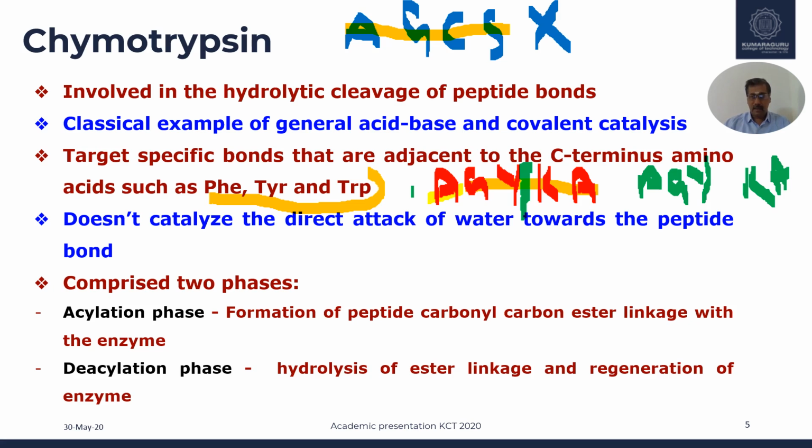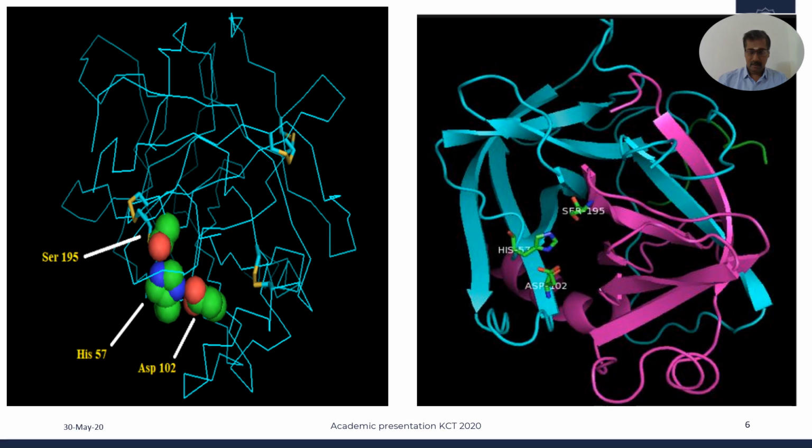Formation of a peptide carbonyl carbon with ester linkage to the enzyme. That is acylation. 50% of the reaction will get over. For the rest, you have to hydrolyze the ester linkage, you have to regenerate the enzyme. So that is deacylation. So remember, there are two steps in a chymotrypsin-mediated biochemical reaction: one is acylation, another one is deacylation.